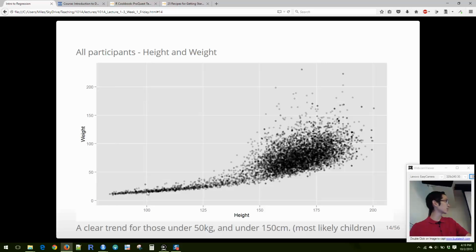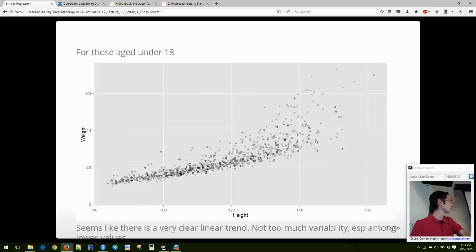These are little kids, okay? These are kids growing up. So they're getting taller, they're getting heavier. So that's a very strong relationship when you're a kid. And then when you're a grown up, height becomes less of a predictor for weight, because you've got short people who are light, short people who are heavy, tall people who are light, tall people who are heavy, things like that. But overall, even as grown-ups, we still see a trend where taller people generally weigh more.